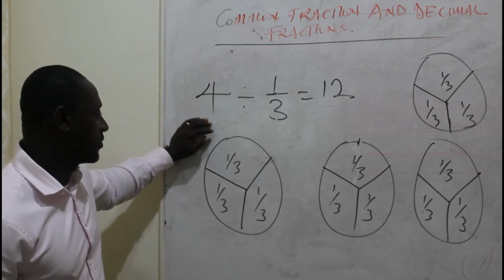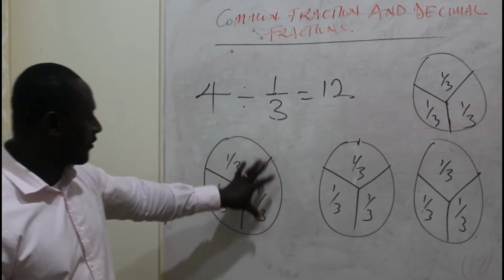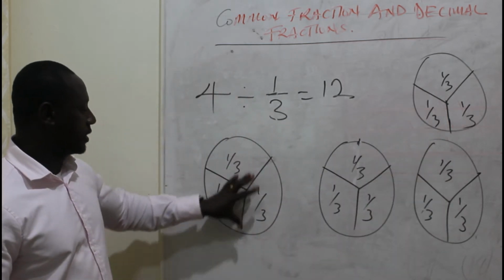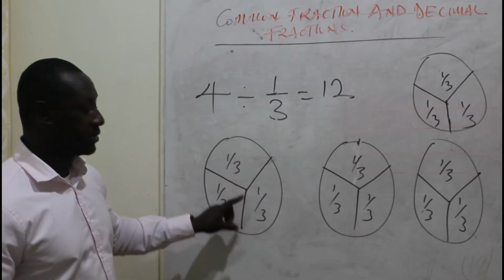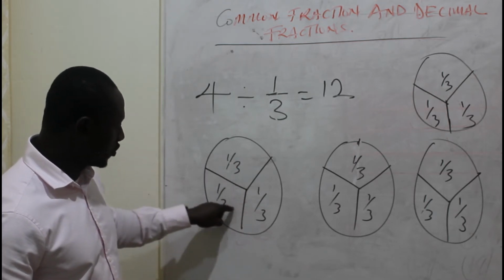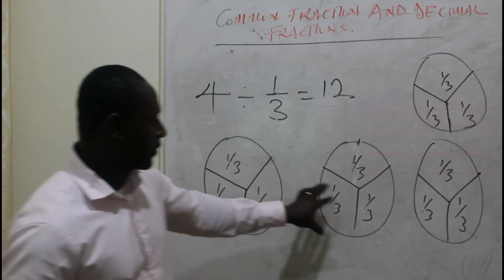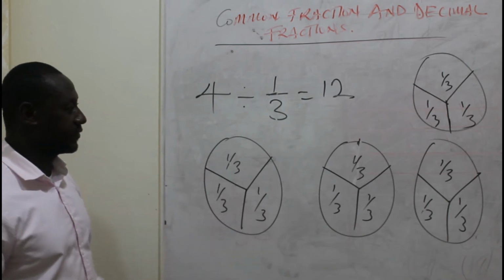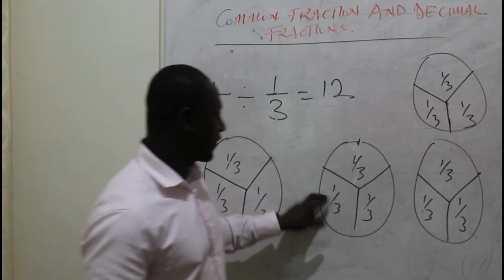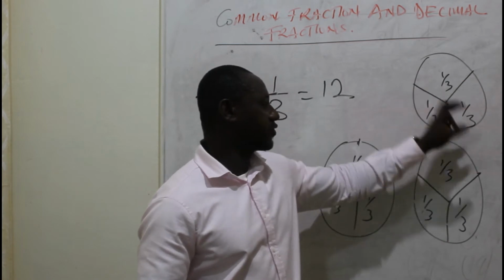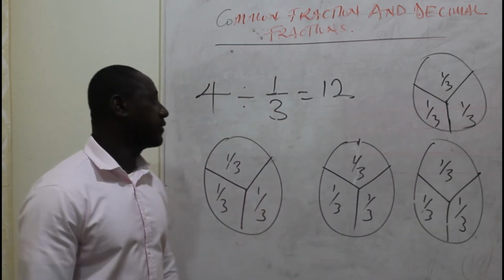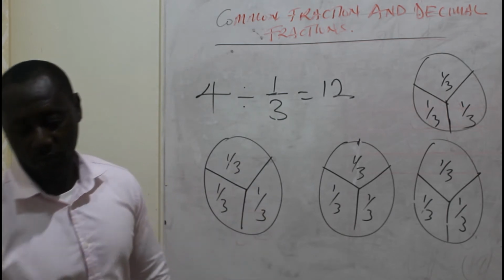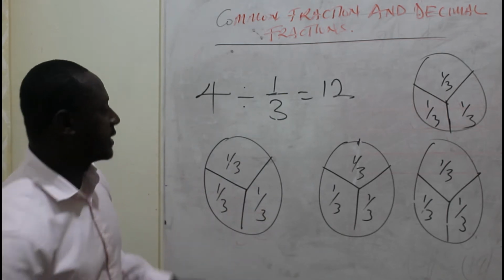And the 12 was demonstrated. How did you get the 12? You have 4 wholes. Each whole is divided into 3 equal parts, and each part is 1/3. So when you are done with that, you count the number of 1/3 involved, and it's 1, 2, 3, 4, 5, 6, 7, 8, 9, 10, 11, 12. Which means that 4 divided by 1/3 is equal to 12. I hope you are not going to forget about that. So that is that one too.